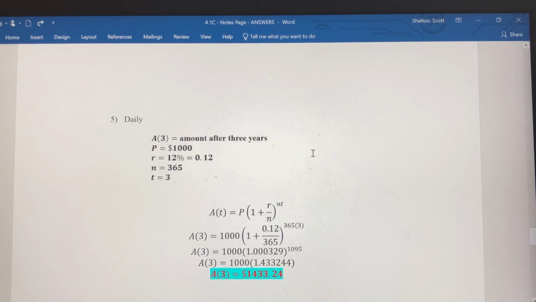All right, now pause the video here. Try to use the other formula, A of t equals P times e to the rt. Try to calculate continuous compounding, how much money you would have if you did that. And then come back and check.